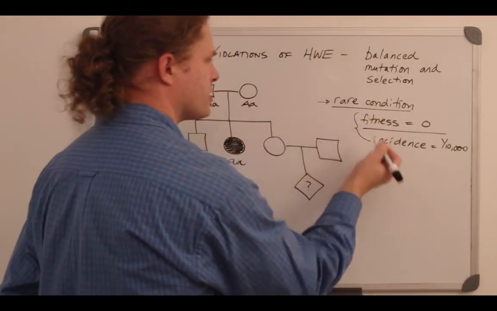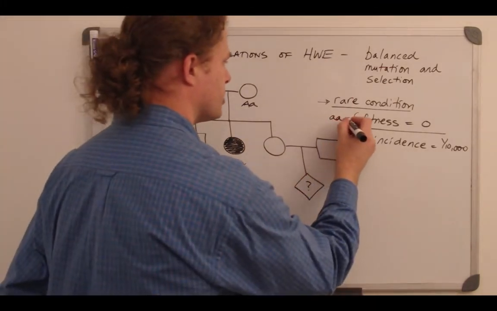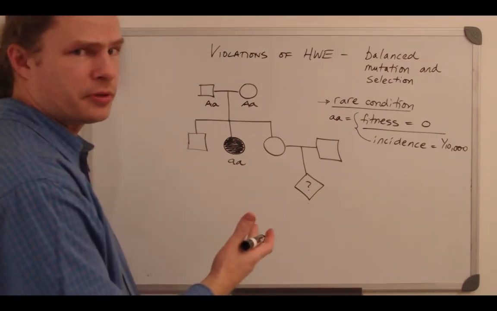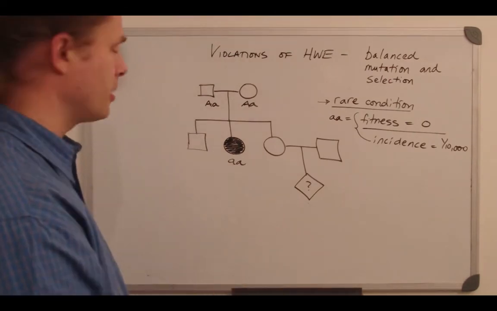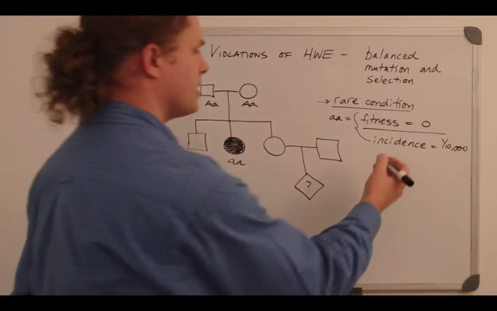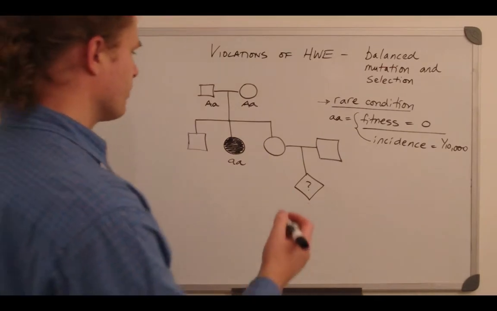We know that the fitness of this genotype, the little a genotype, is 0, so these individuals survive, but they're not capable of reproduction, so perhaps it's something that causes sterility, which would take their fitness to 0. And the incidence in this population is 1 in 10,000 live births.